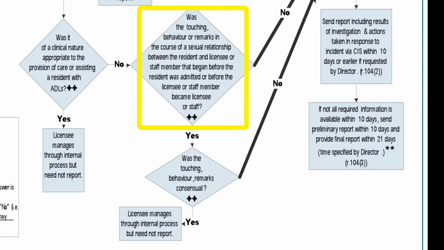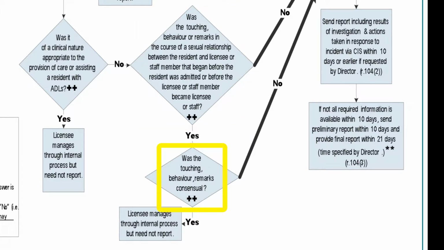Well, if the answer was yes, it was in the context of that relationship that existed, then it's not immediately decided to report or not report. Was it consensual? That ends up being the key question in all of it. Was it done in agreement with the person, the resident? If the answer is yes, then because it's in the context of that relationship that already existed, the licensee manages through an internal process but doesn't need to report.